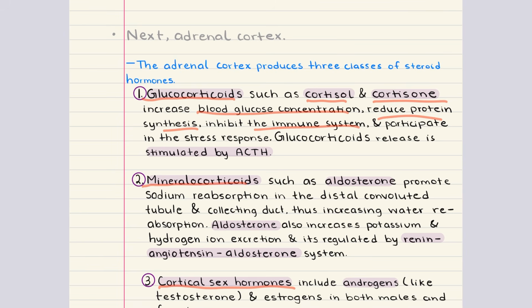Now, the release of glucocorticoids is triggered by adrenocorticotropic hormone, or ACTH, and this is secreted by the anterior pituitary. This hormone itself is regulated by corticotropin-releasing hormone from the hypothalamus. Second, we have mineralocorticoids, the most important of which is aldosterone. Aldosterone acts on the distal convoluted tubule and the collecting duct of the nephron in the kidneys. So it promotes sodium reabsorption, which causes water to follow. So this indirectly increases blood volume and blood pressure.